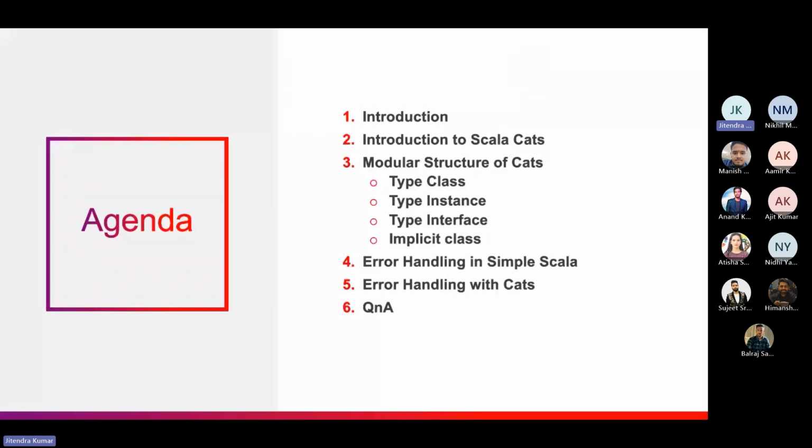Yep. So this is the agenda that we will be discussing in today's knowledge session. The introduction of Scala, and then introduction to Scala Cats, then the modular structure of Scala Cats, in which we will be looking into type classes, then type instances, then type interface, then implicit class. And also we will be looking into the error handling that we do in simple Scala, and how we can do the same in Cats also. And then we'll have a quick Q&A.